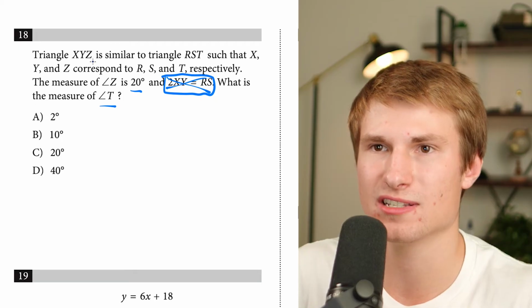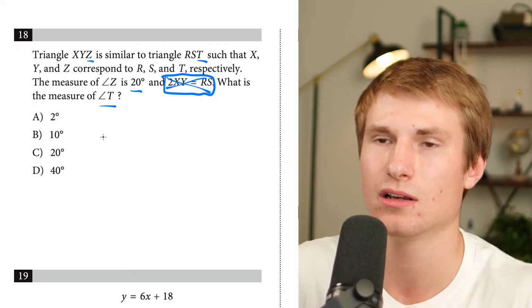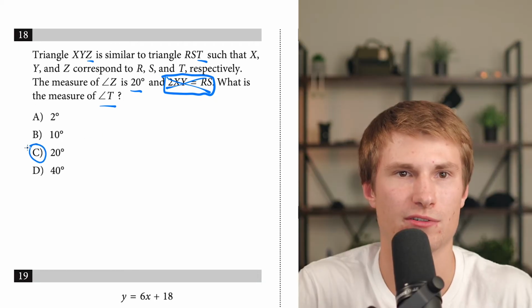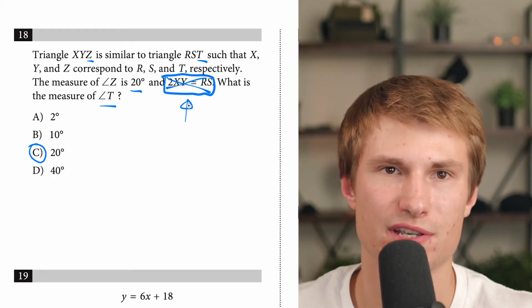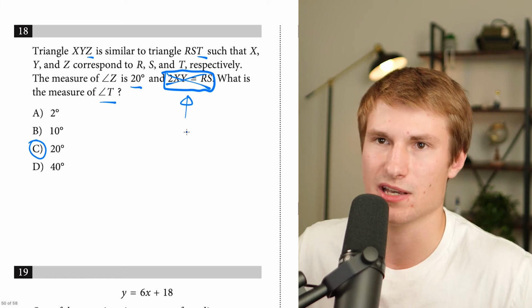So angle measure Z, we know, corresponds to angle measure T, thus angle measure T will also be 20 degrees. So our answer there is C. What they put here is just meant to throw you off. You just need to understand these triangles are similar, so corresponding angles are the same.